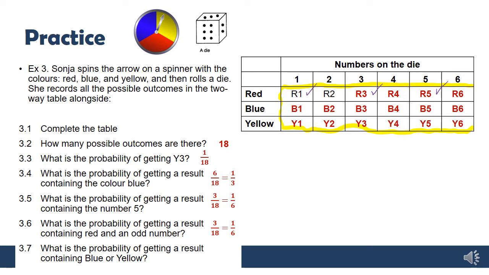And what's the probability of getting a result containing blue or yellow? So blue or yellow. That means that we want to tick everything that has blue or yellow. All right. So blue or yellow, could be either of those. So I've ticked 12 boxes out of 18 total possibilities, which is 2 out of 3.